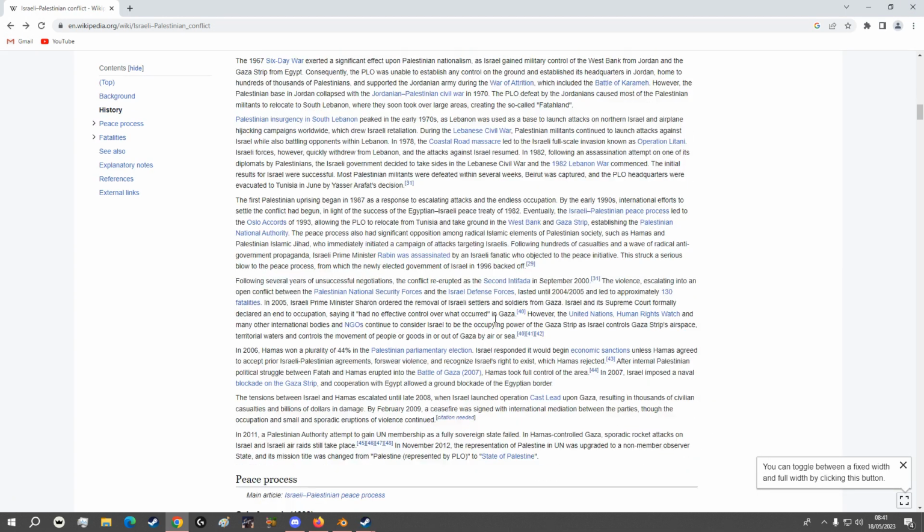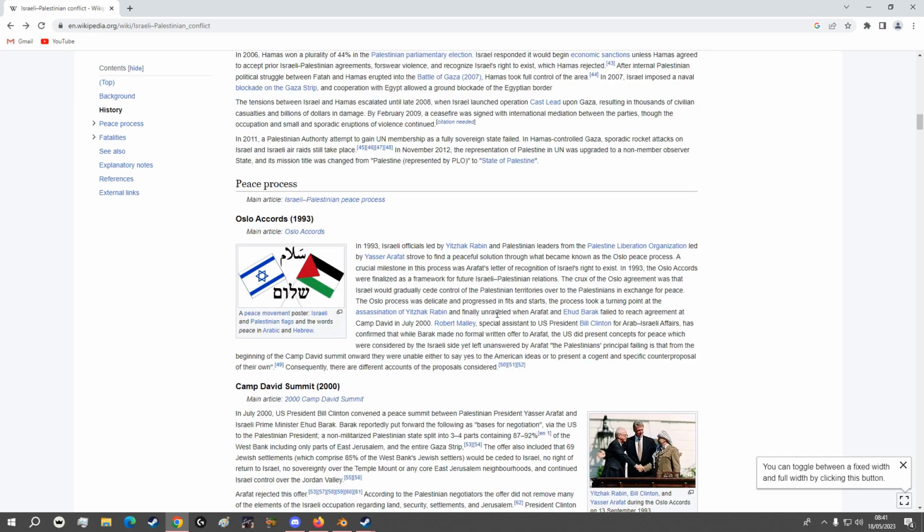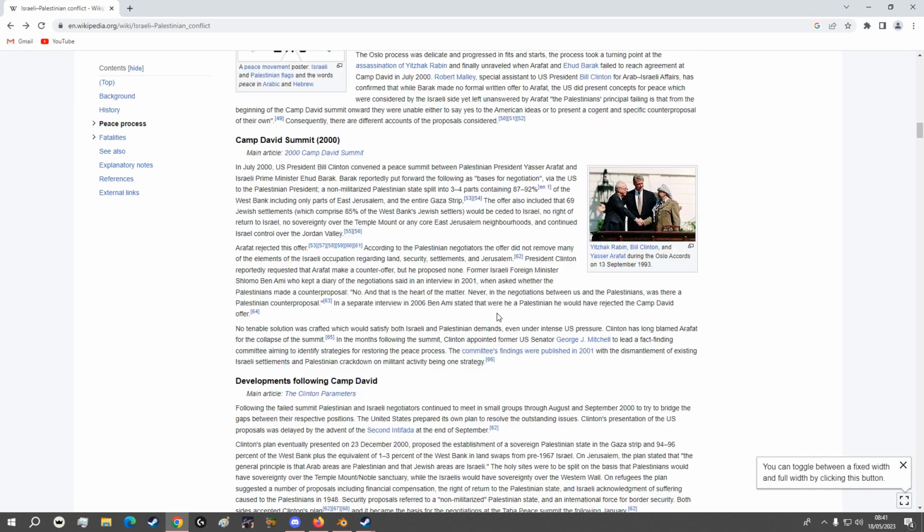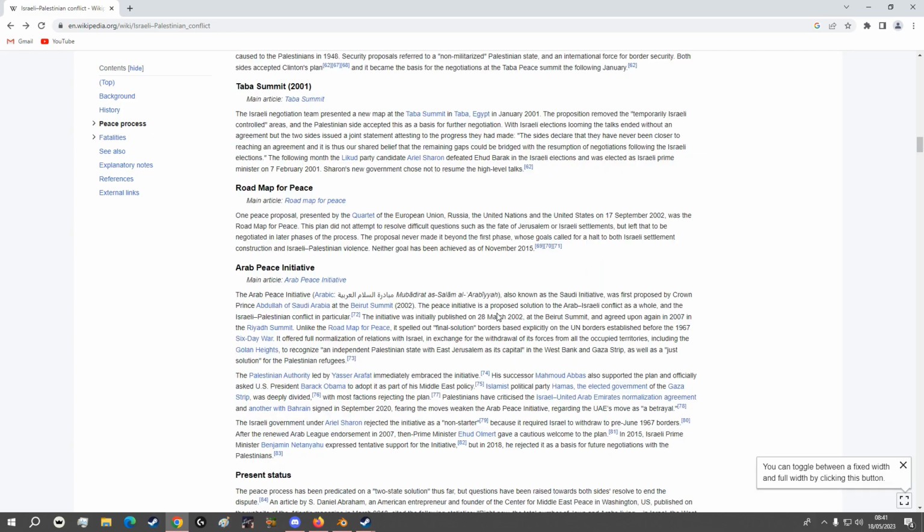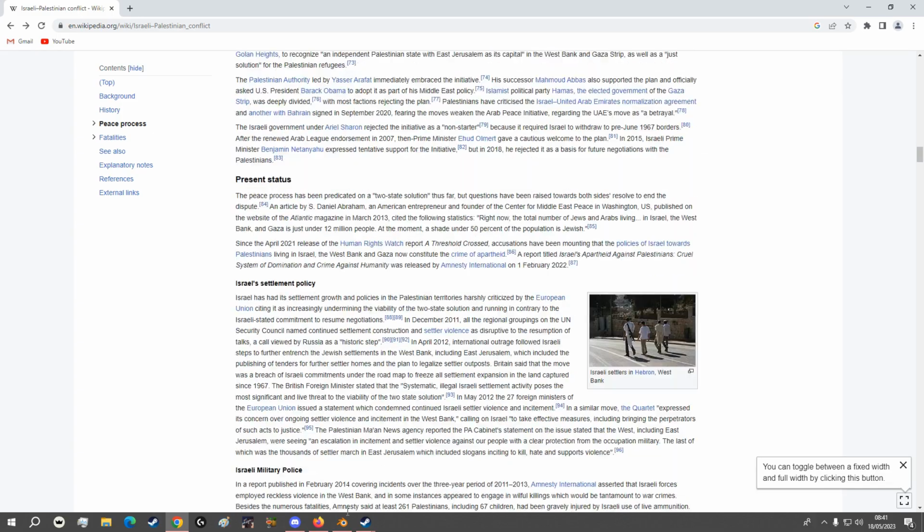Periods of relative calm are often interrupted by escalations of violence. Issues of security, national identity, and human rights remain central to the conflict.